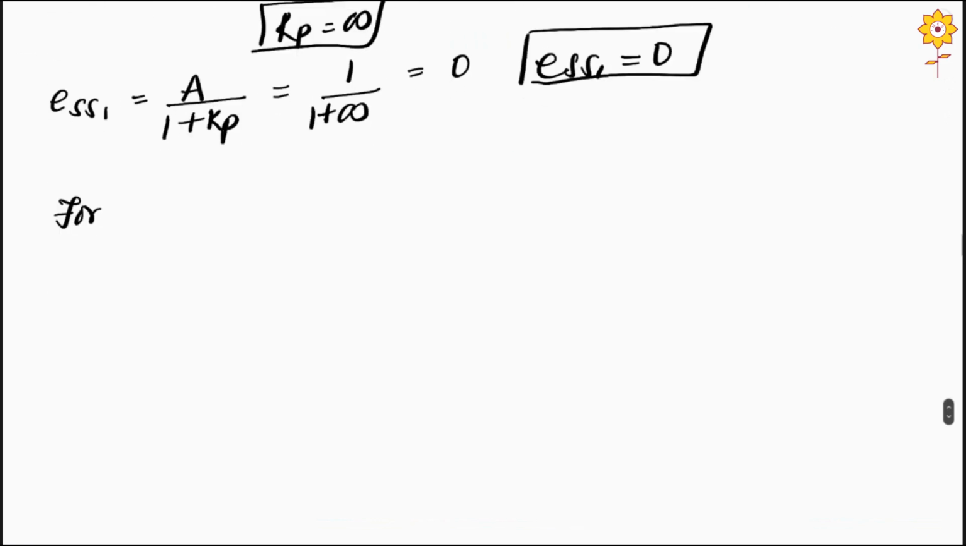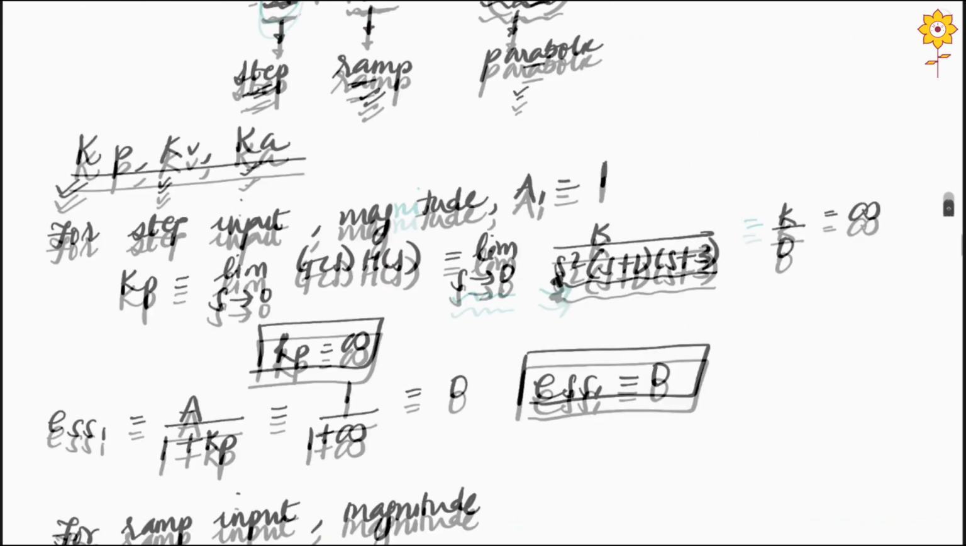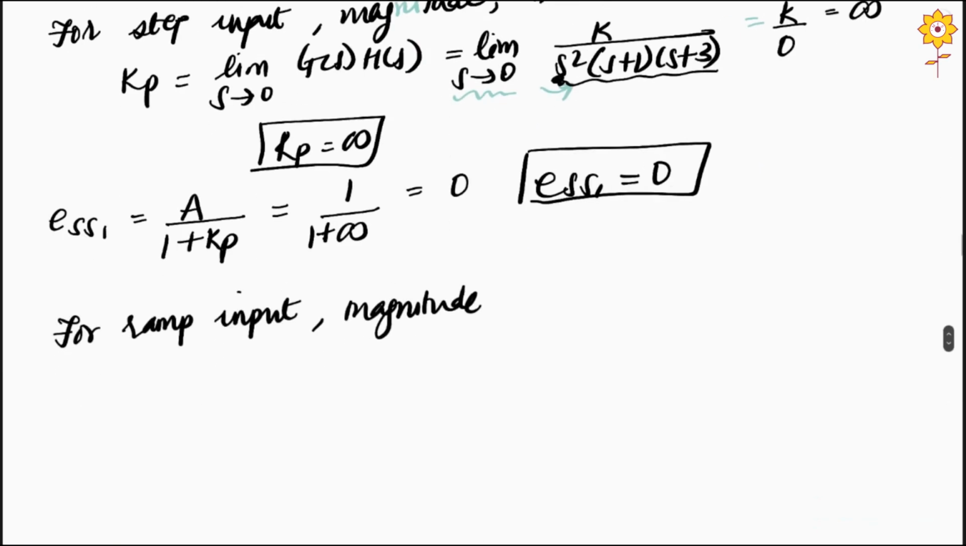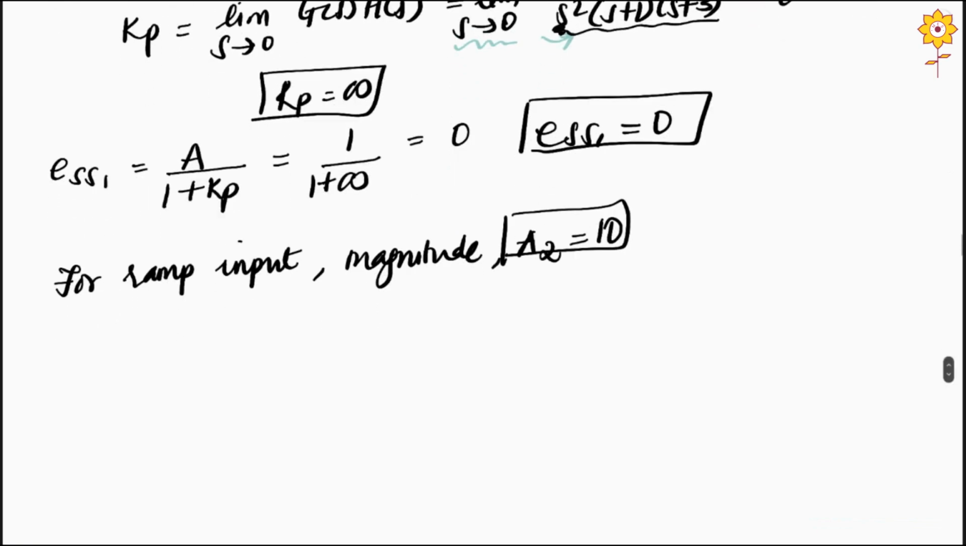So, for ramp input, let us see what is the magnitude. We can see that the magnitude here is 10, correct. So, the magnitude in case of ramp input, let us say A2, is 10. Let us find Kv. The velocity error coefficient is responsible in case of ramp input. So, we have the formula, let us write it down.